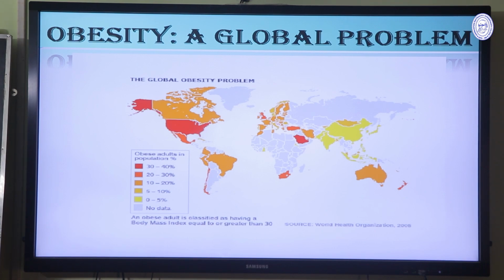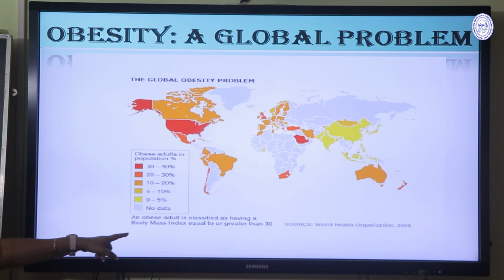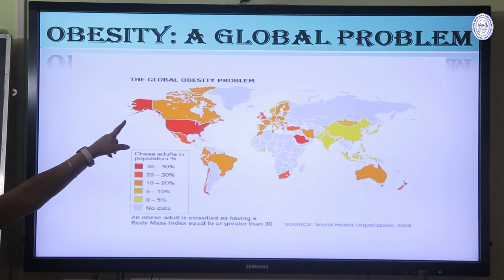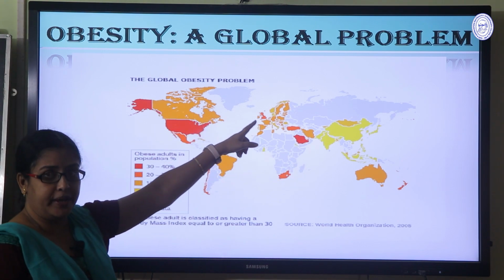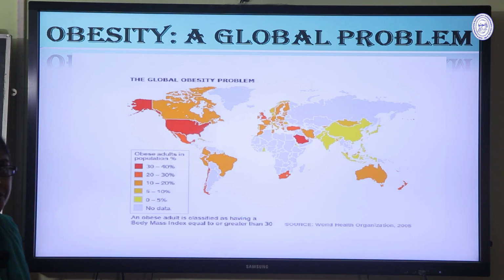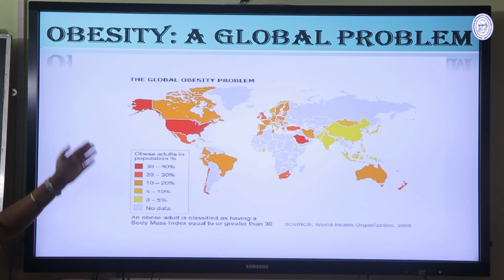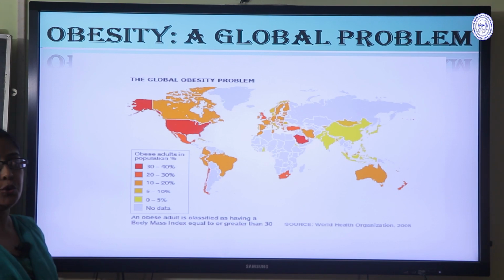This picture depicts the worldwide scenario of obesity and overweight. The color represents the percentage of obesity throughout the world. It has been observed that the United States, some parts of North America, the United Arab countries and some parts of European countries, commonly considered prosperous countries, are suffering from obesity at a rate of 30 to 40% of the total population.